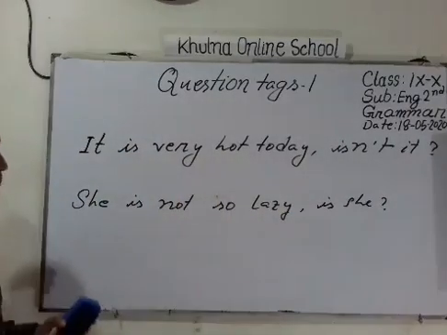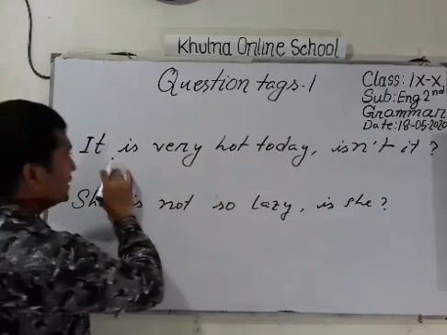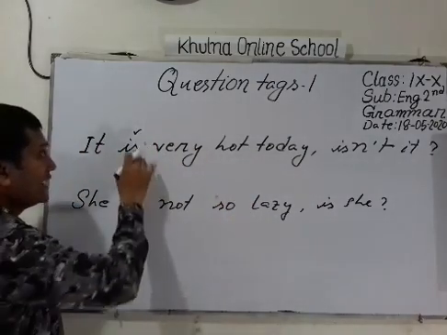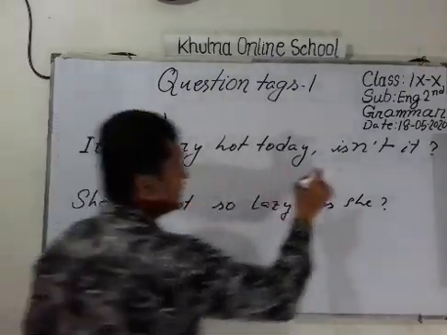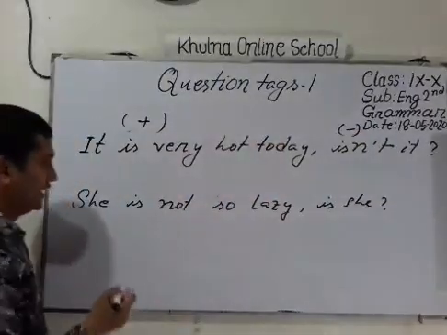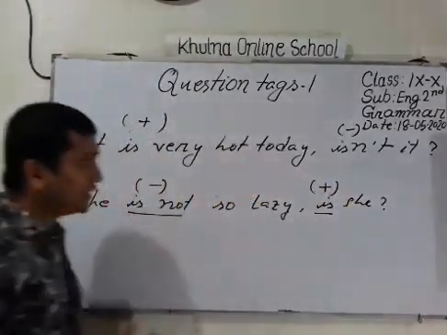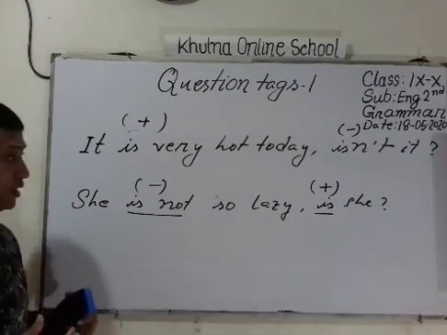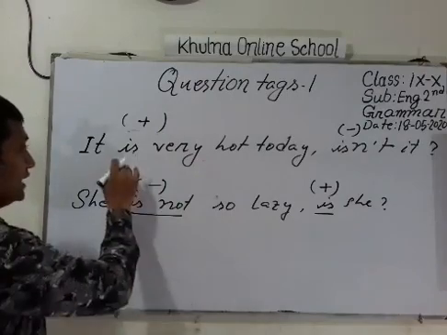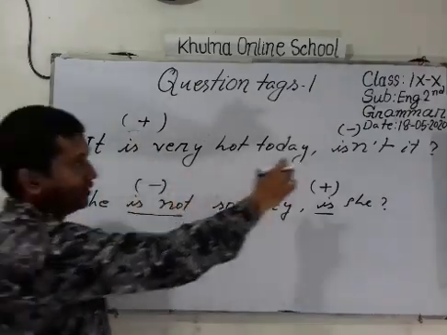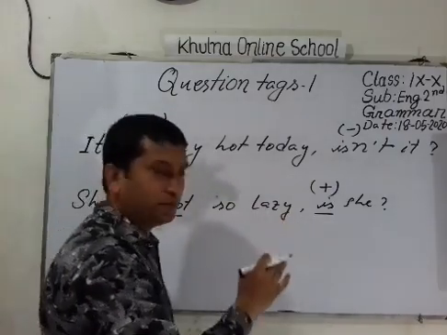Okay, dear students, now I am going to talk about sentence patterns. You know, this is the main clause, and the main clause is positive. That means it is affirmative, and but isn't it? This is negative. At the same time, this is negative, and is she is positive. What have we learned here? What is the basic sentence pattern of question tag and main clause? Actually, if the main clause is positive or affirmative, the question tag becomes negative. If the main clause is negative, the question tag must be positive. Okay?